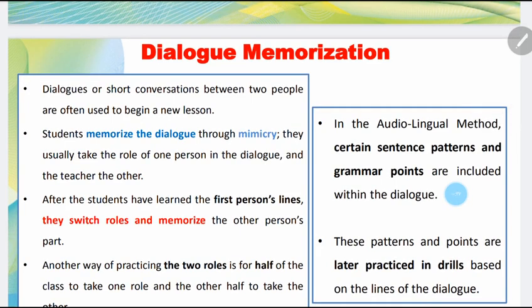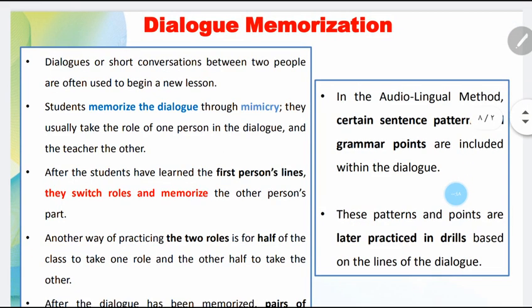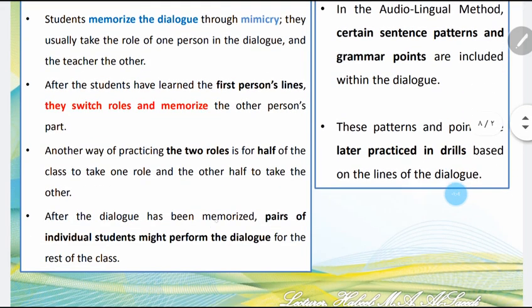Always in the audiolingual method, the teacher starts with a dialogue, or short conversation between two people, and students should memorize this dialogue by mimicry, by imitating the teacher. The teacher may play the role of one of the persons in the dialogue, and the whole class plays the role of the other person in order to memorize all the lines. Then the teacher and the students switch roles. This will help students to memorize all the lines in the dialogue.